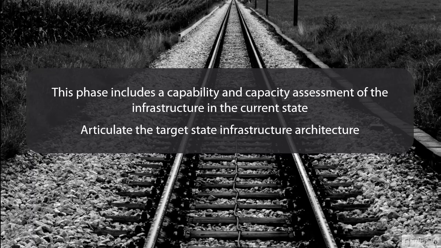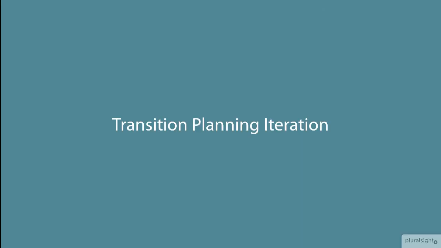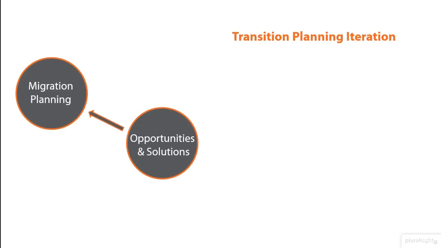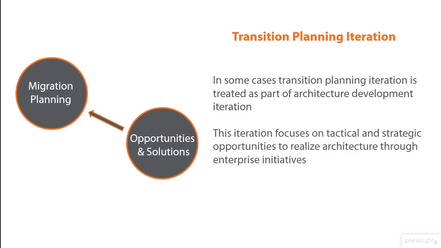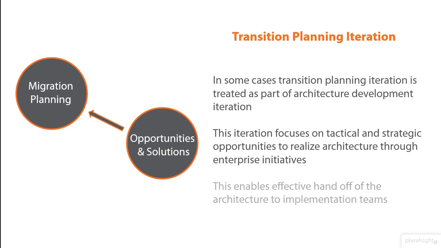Next, we will look at the transition planning iteration. While in some contexts, the transition planning iteration is treated as part of the architecture development, in many cases, it makes a lot of sense to organize a separate iteration involving only the phases E and F, enabling the architecture effort to focus on tactical and strategic opportunities and realizing architectures through enterprise initiatives. This enables effective handoff of architecture to implementation teams.